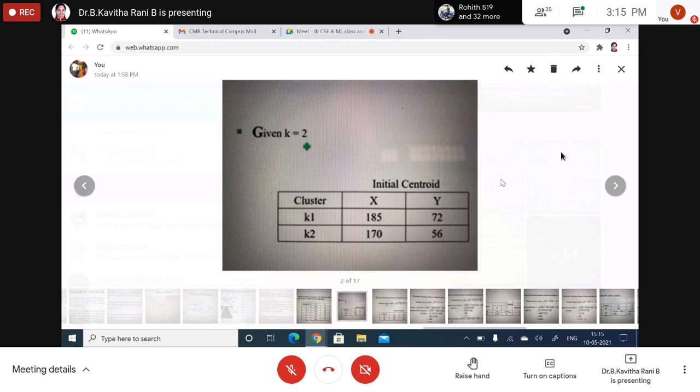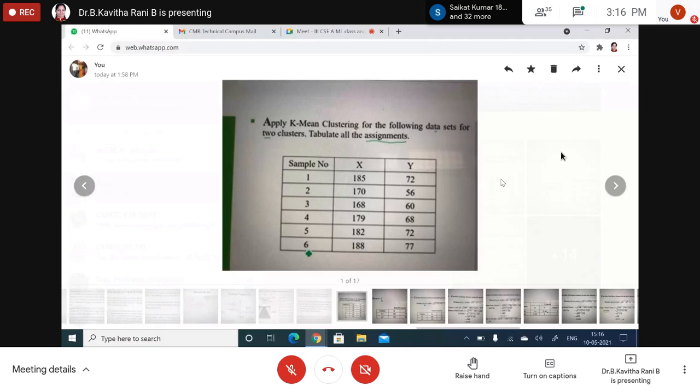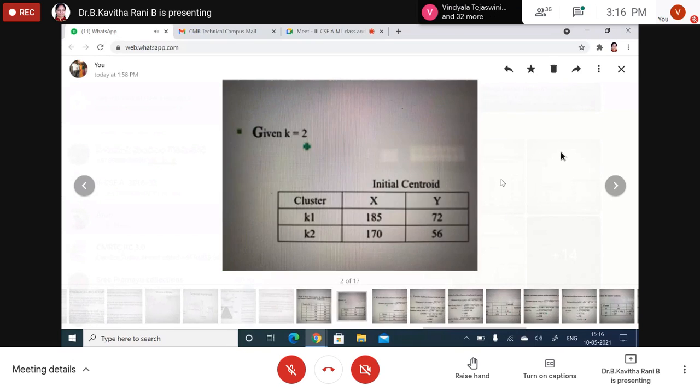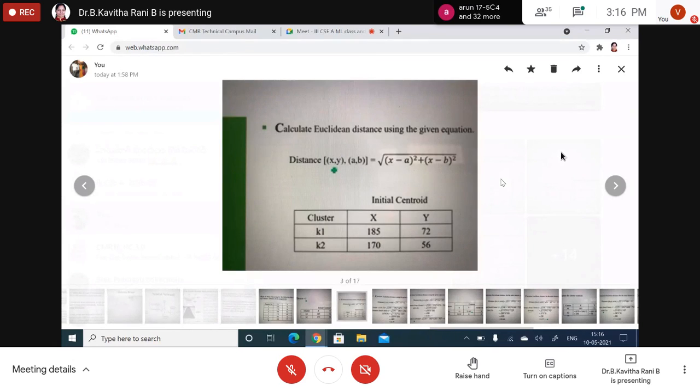Now initially select the centroids. Your centroids are: x value is 185, y value is 72 for the first cluster, and x value is 170, y is equal to 56 for the second cluster. How did this come? From your table, you randomly pick any one row and another row and take them as the clusters. Initially, consider those as your 2 clusters. Okay. So here I am taking the first row and second row as 2 clusters. Now find the distance between these 2.